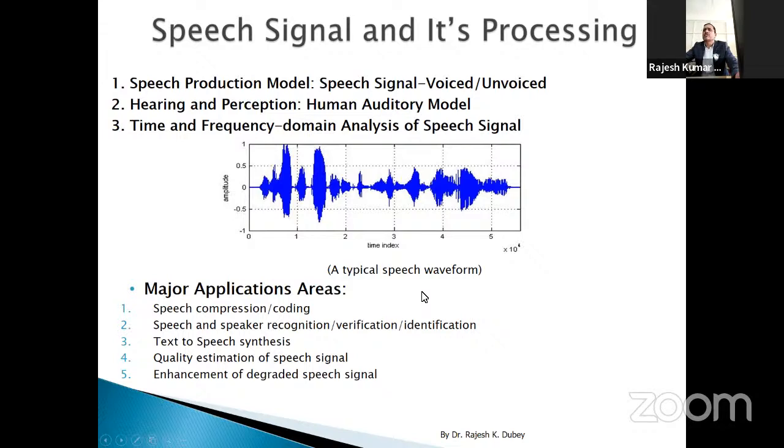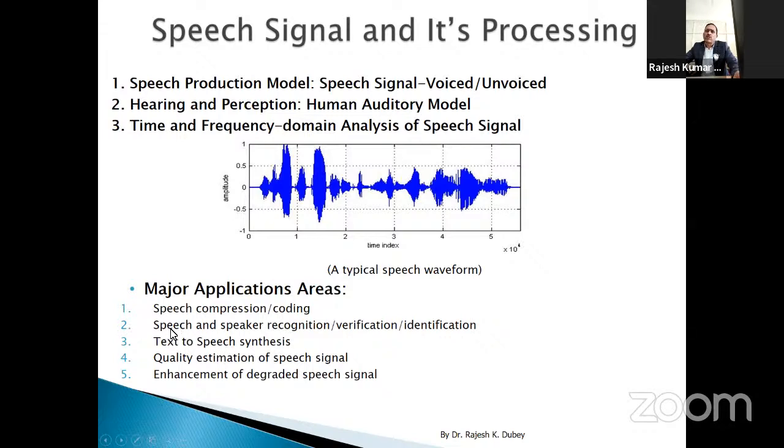Major application areas of speech signal and its processing: first is speech compression, coding, like any other signal. First we code and then transmit. A signal is not transmitted as it is in digital communication. We all know that a signal is not transmitted as it is, but it is transmitted through a proper modulation system. And that's why coding of the signal is required. Here the coding is called speech compression coding. Different types of codings are there. So this itself is a major area of speech signal processing.